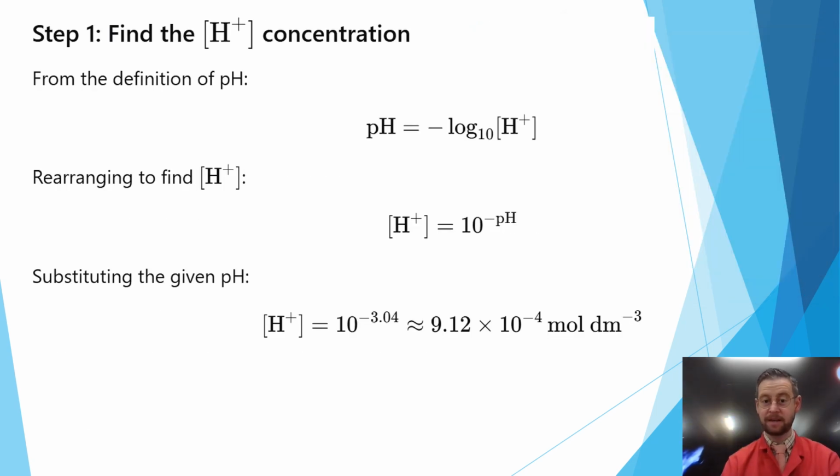So first things first, we need to rearrange the equation for the pH, in terms of the concentration of the H plus ion, which is equal to 10 to the power of negative pH, and so that was 10 to the power of minus 3.04. Put it into our calculator, we get an answer of 9.12 times 10 to the minus 4 moles per decimeter cubed. That is the concentration of H plus ions in this propanoic acid.